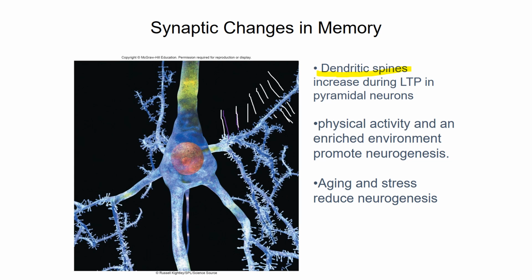Physical activity has been associated with an increase in the amount of dendritic spines, as well as an enriched environment. What this means is things like listening to classical music, doing Sudoku, or brain teasers like Lumosity on your phones, especially among the elderly. It's to keep those dendritic spines from dying off.